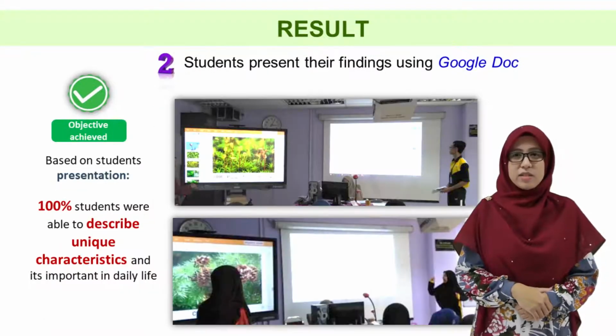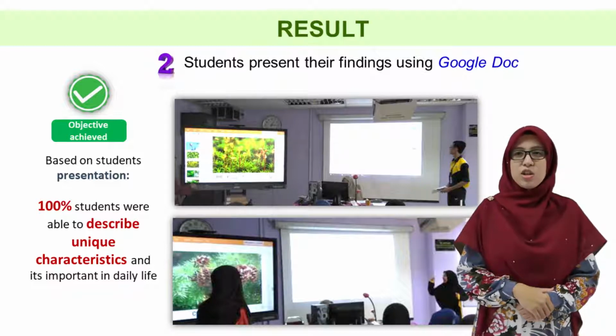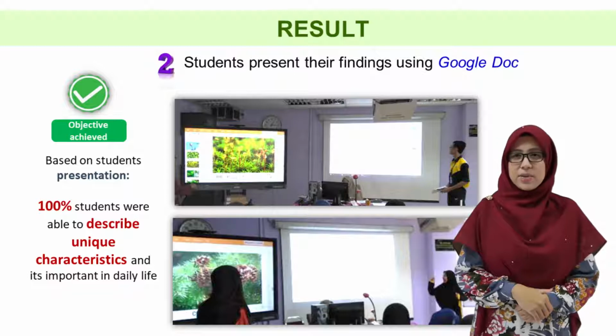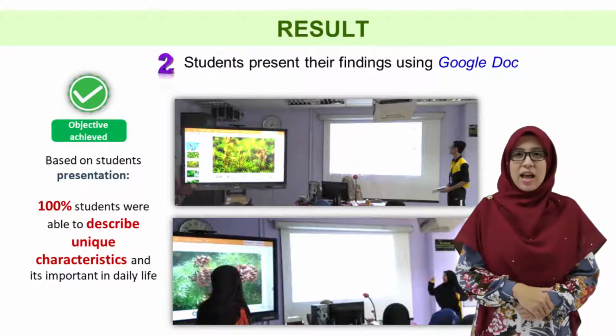Our second result, which is based on the students' presentation using Google Docs, we found that 100% of students were able to state unique characteristics of each group in Kingdom Plantae and also its importance in daily life. This means we achieved our second research objective.